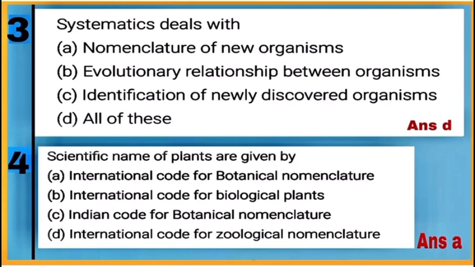Question 4. Scientific names of plants are given by. For plants, scientific names are based on agreed principles and criteria provided by the International Code for Botanical Nomenclature, or you can say ICBN. So here option A is the correct answer.